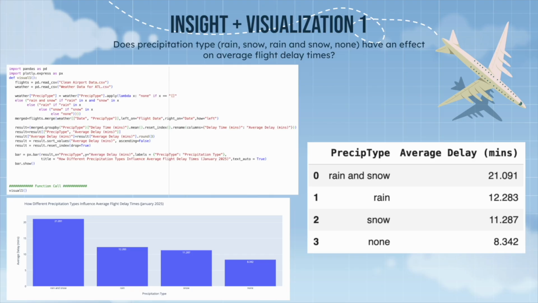After grouping by precipitation type, we calculated the mean delay time for each category and created this bar chart visualization you see here. The result table shows that rain and snow combined produced the longest average delays at 21.1 minutes. Rain alone resulted in a 12.3 minute delay, while snow alone caused 11.3 minute delays. Interestingly, flights with no precipitation still averaged 8.3 minutes of delay. We visualized these results in a bar chart, which clearly shows that mixed precipitation conditions have the highest average delay time, followed by rain alone, then snow alone, then clear days.